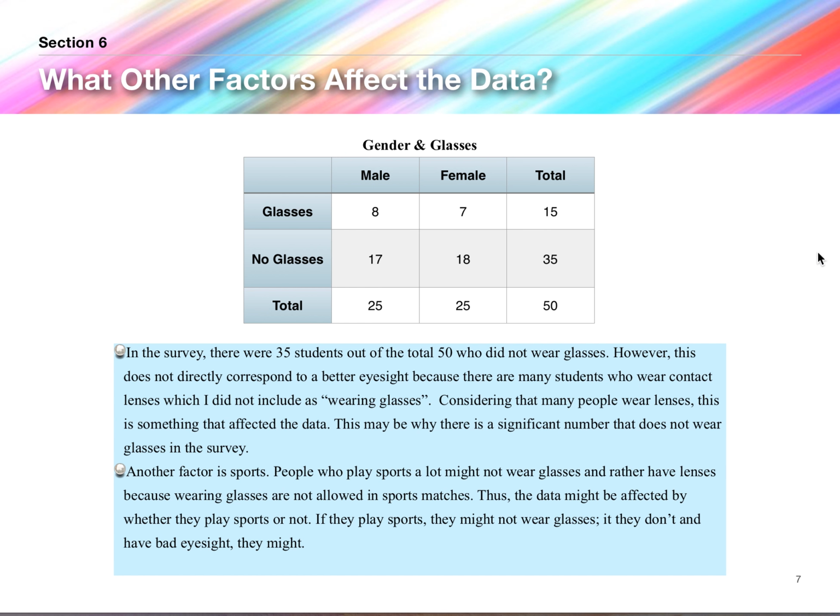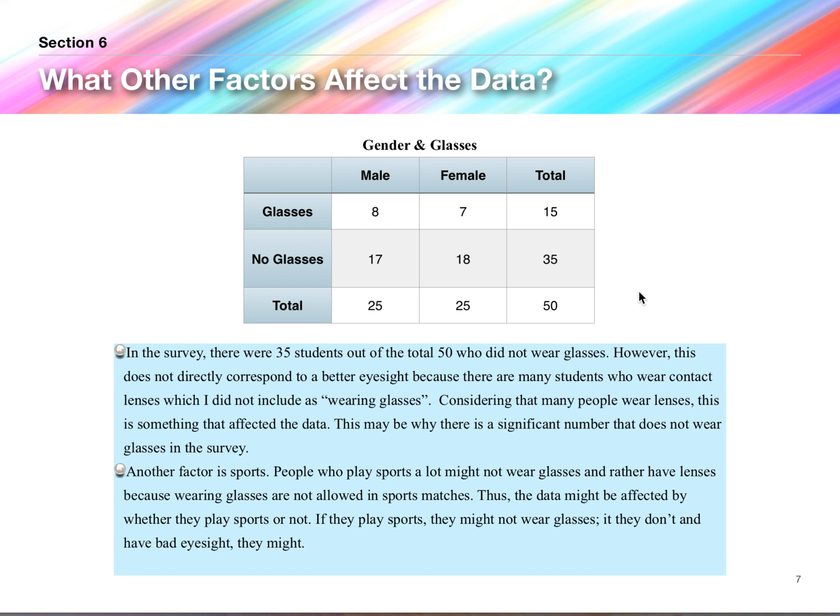What other factors affect the data? In the survey, there are 35 students out of the total 50 who did not wear glasses. However, this does not directly correspond to better eyesight because there are many students who wear contact lenses, which I did not include as wearing glasses. Considering that many people wear lenses these days, this is something that affected the data. This may be why there is a significant number that does not wear glasses in the survey.